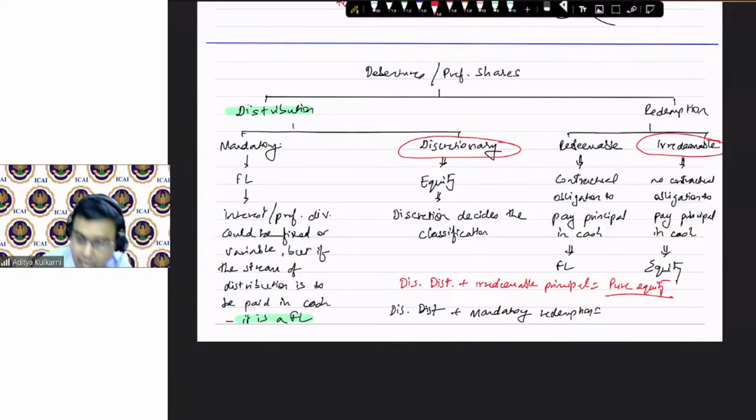This becomes neither a pure equity nor a pure financial liability. This becomes a compound financial instrument. Why compound? Because the distribution streams exhibit equity features, whereas the redemption exhibits liability features. And therefore, it becomes a combination of both, a compound financial instrument. And for compound financial instruments, we will have to split it between the equity component and the liability component.